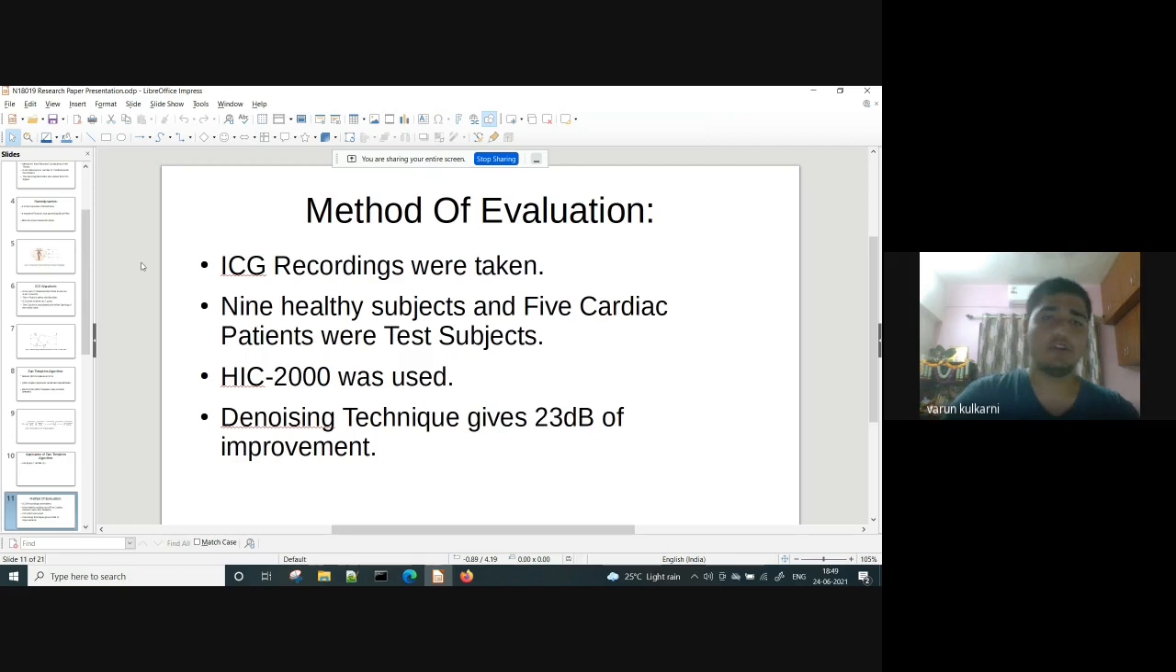Coming to method of evaluation. Method of evaluation refers to how this experiment was actually conducted and how the research was evaluated.